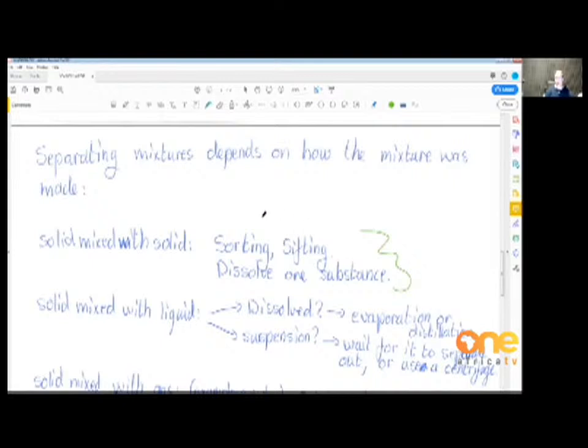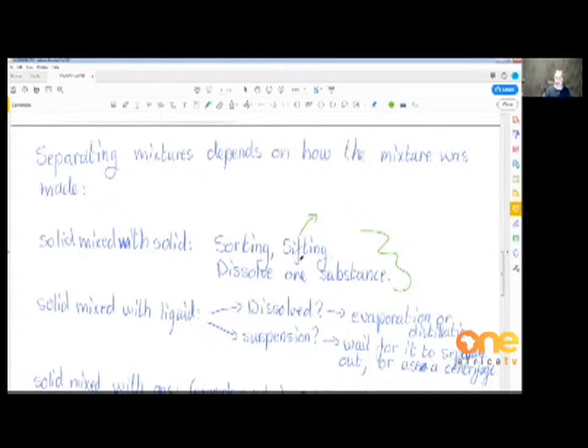So those are some ways that we can use in order to separate these mixtures. Sifting literally means that you take the substance and you put it through a series of sieves, one of which has smaller gaps than the other, in order to separate out different sized particles. So this would be useful if you had, say, little rocks mixed in with sand or something like that.